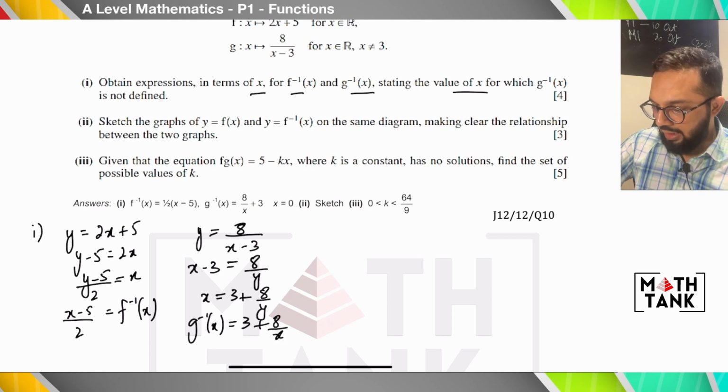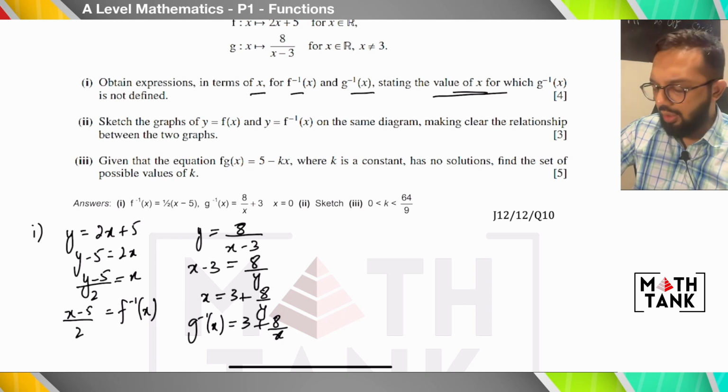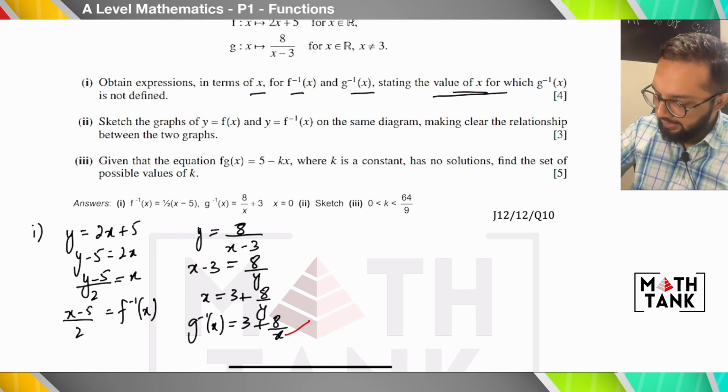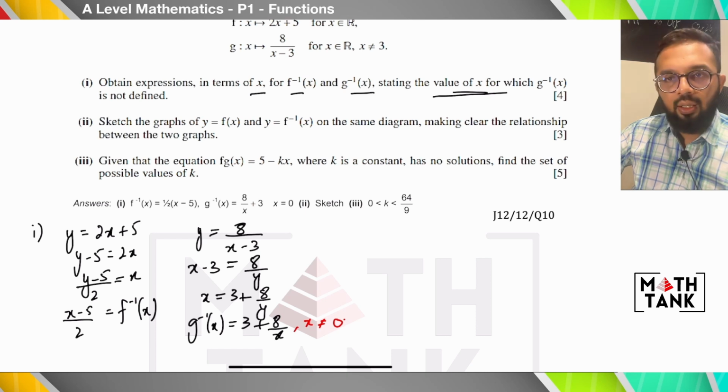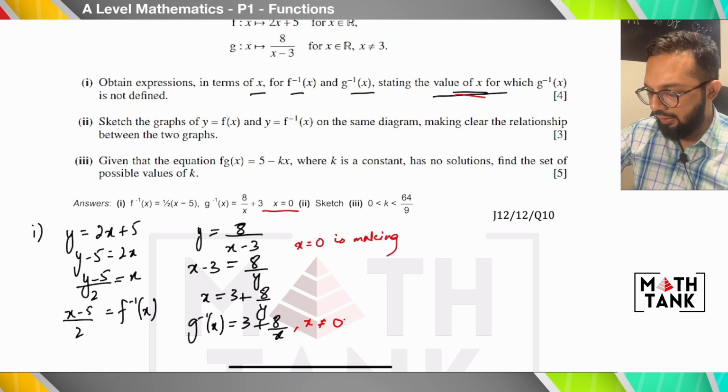Then it tells me that I need to state the value of x for which g inverse is not defined. You should know that functions become undefined when the denominator is 0. So when is the denominator 0? When x is 0. So I'm going to say that x is not equal to 0. I have to say that explicitly because that's what the question is asking me. Stating the value, I'm going to say that x equals 0 is making g inverse undefined.